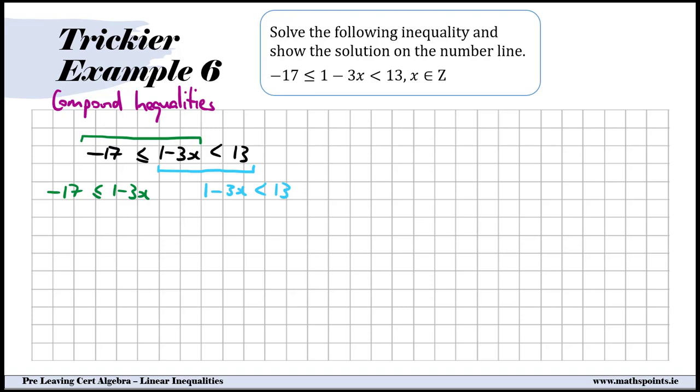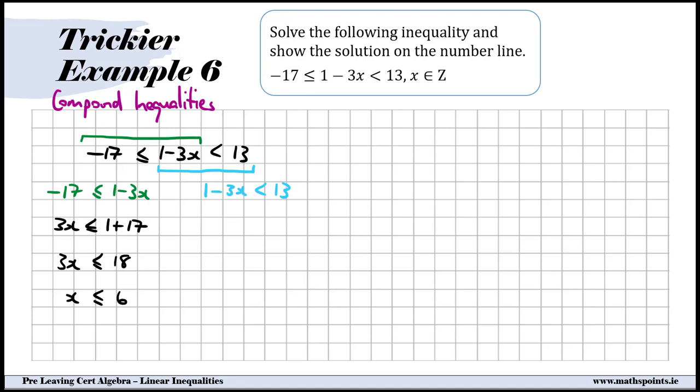I'd like that to be a positive 3x, and so I'm going to collect the x terms on the left hand side. So to get rid of a minus 3x from the right hand side, I'm going to add a 3x to both sides. To get rid of the minus 17 from the left hand side, I'm going to add a 17 to both sides. So I'm left with 3x is less than or equal to 1 plus 17. 3x is less than or equal to 18, and x is less than or equal to 6.